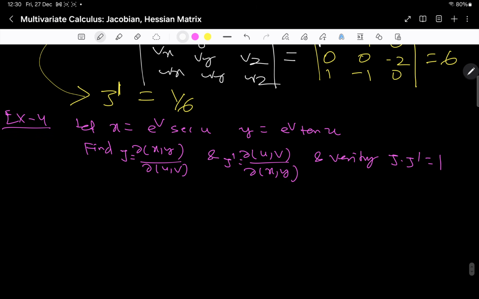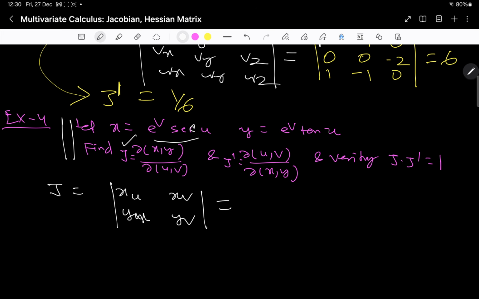Okay. Coming to one more example. Suppose you are given one more question. It may be a long question. X is e to the power v sec u, y is e to the power v tan u. You have to find the Jacobian of xy with respect to uv. So in this case, J is the determinant of xu, xv, yu and yv. What is xu? e to the power v is silent, the derivative of sec u is sec u into tan u. Then xv: sec u is silent, and the derivative of e to the power v is e to the power v sec u.